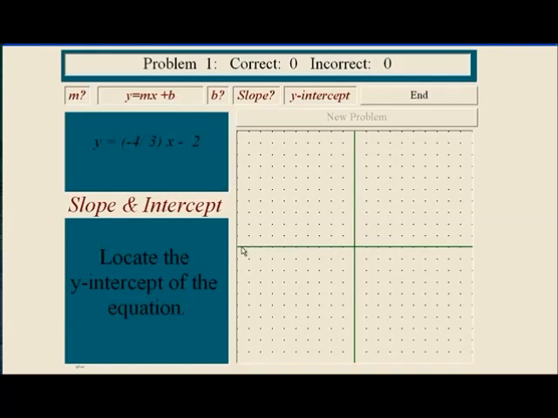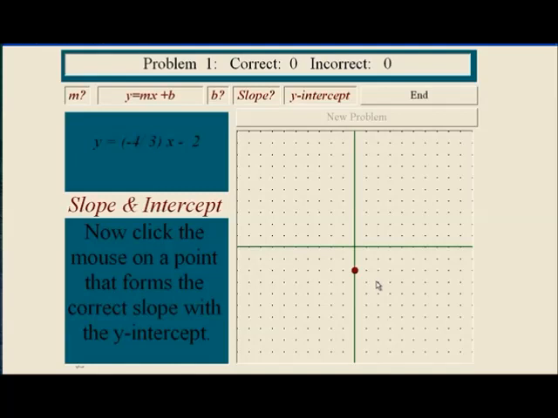Now here's the x-axis, here's the y-axis. The y-intercept is where the equation cuts across the y-axis. In this case, it's going to cut across the y-axis at -2. See that? Matches that b. So to locate that, I'll just click here, and since it was right, it shows up. If I had clicked someplace else, it would say that's not it.